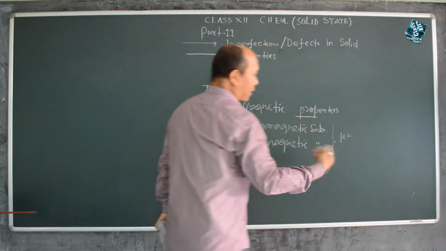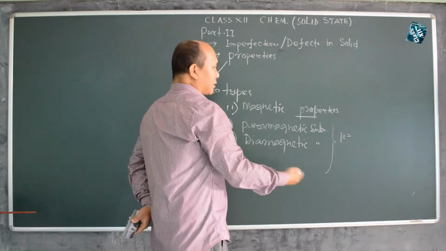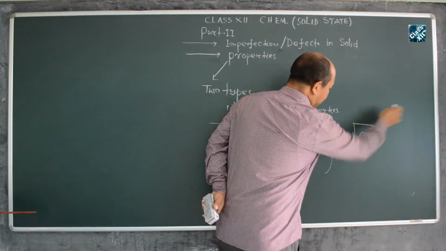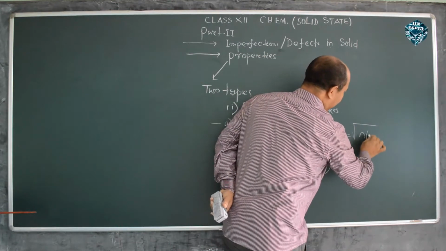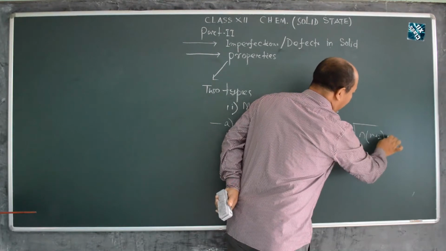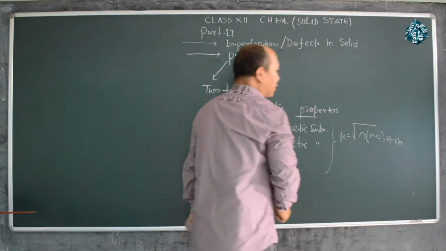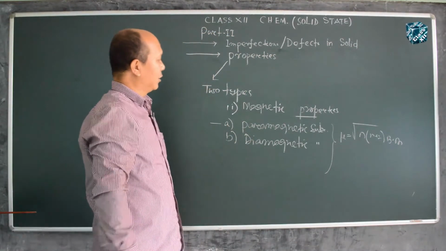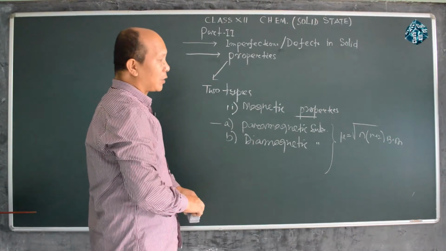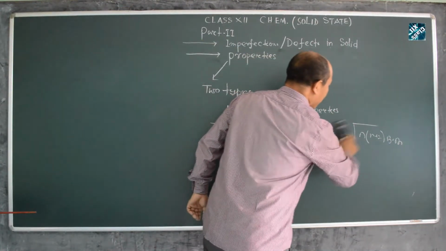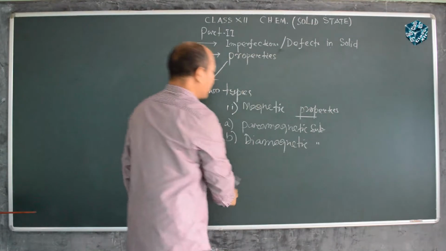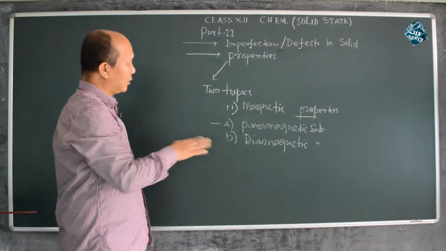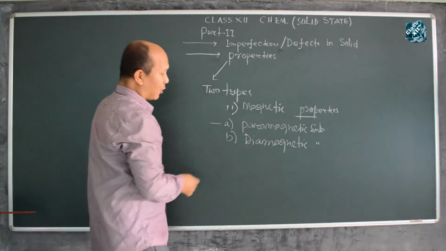Where unpaired electrons are present, we can calculate magnetic moments. For d-block elements there is a simple formula: the dipole moment is root over n into n plus 2 Bohr magnetons, where n is the number of unpaired electrons present. Using this we can calculate the dipole moment. This is a simple concept based on the magnetic properties of substances.